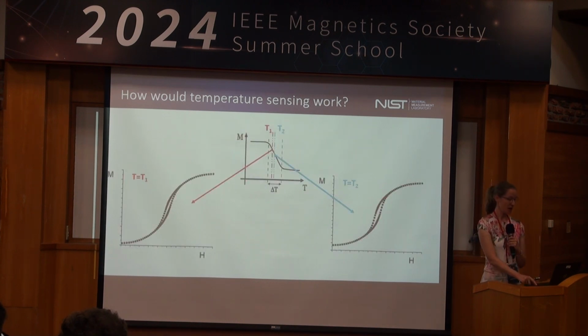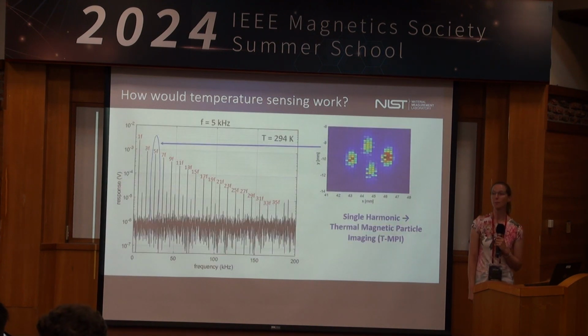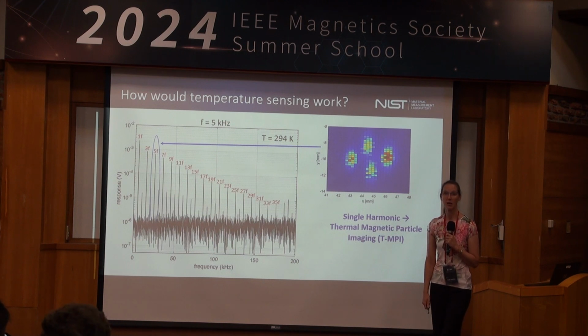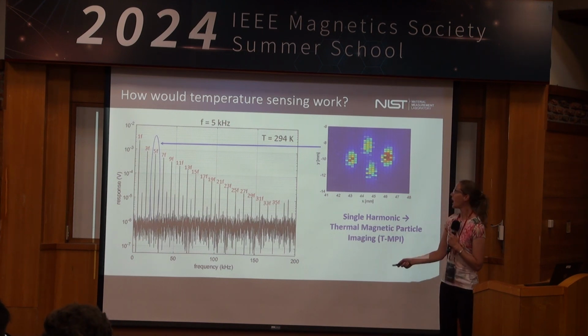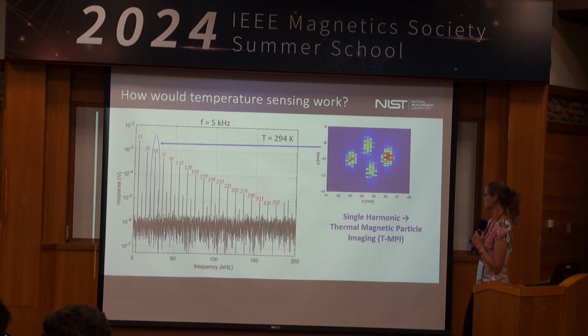So again, the temperature sensing works the same way. You apply an AC magnetic field, different temperature regions, you get the Fourier transform, and then you can look at the harmonics. Primarily, you're going to be looking at ratios of harmonics, so you don't have to worry about how many nanoparticles are in your system. But you can then use that to reconstruct your 2D image. And so this is an actual thermomagnetic particle image.